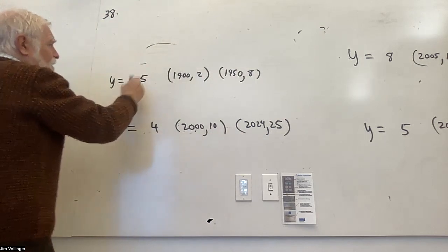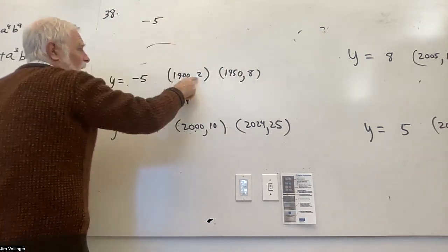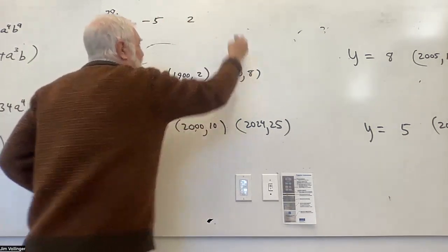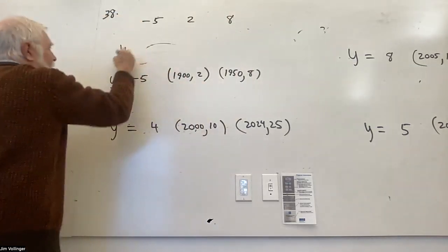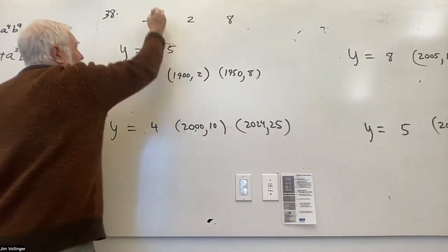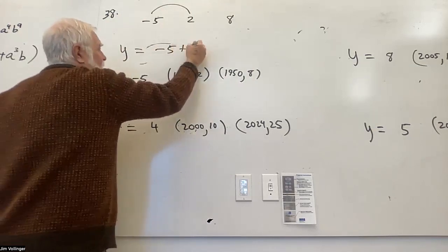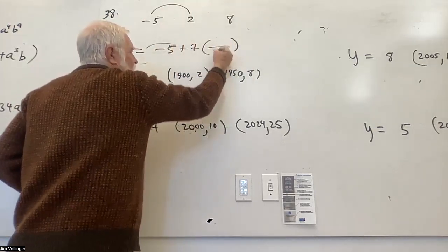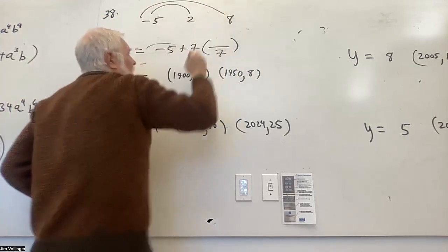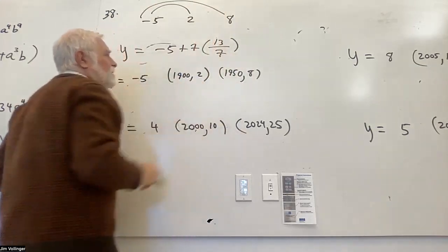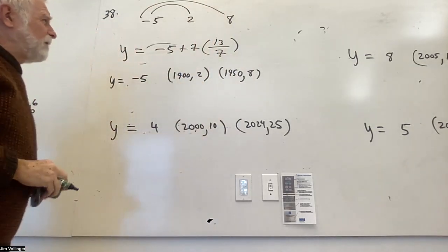All right, so I've got 3 numbers, -5, 2, and 8. So what do I write? -5, how do I get there? Add 7. Next time, don't add 7. How do I get -5 to 8? 13, so this is just a little less than the doubling function.